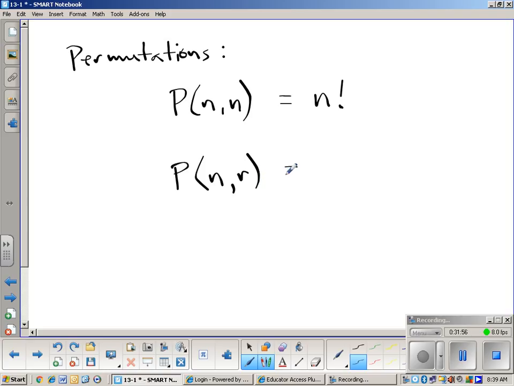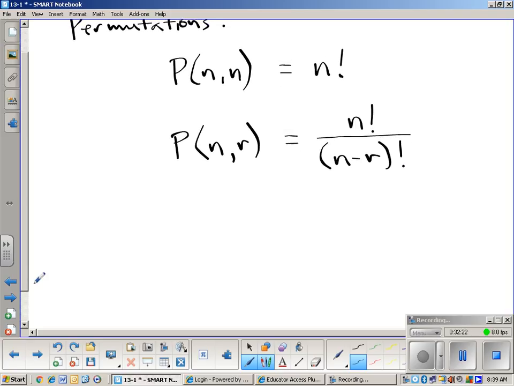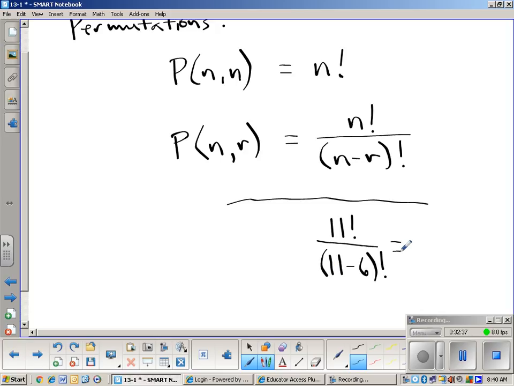Okay? So the permutation of n elements r at a time starts out the same, but we didn't choose all of them, so we have to divide them by n minus r factorial. Okay? So we have to divide them by n minus r factorial. And so if we went back to that other page, I'm not going to, I'm just going to do it down here. But if you go back to that other page, we would see we had 11 factorial divided by 11 minus 6 factorial. What's 11 minus 6?